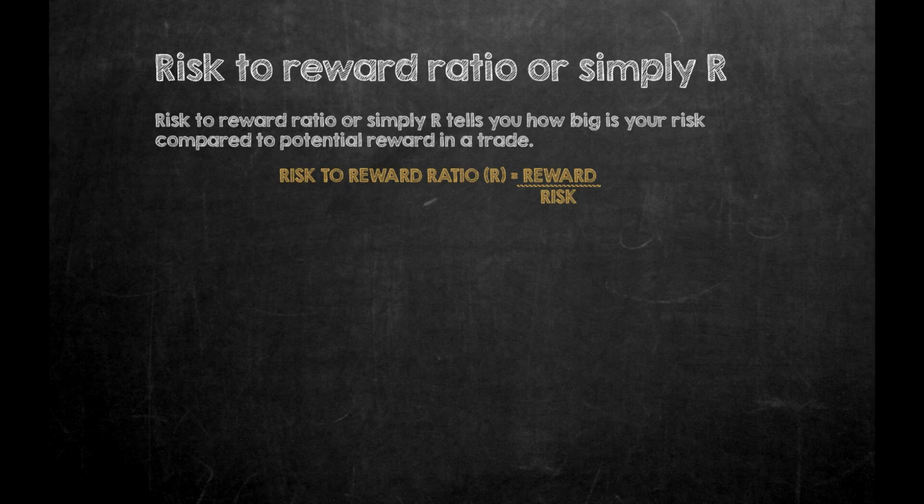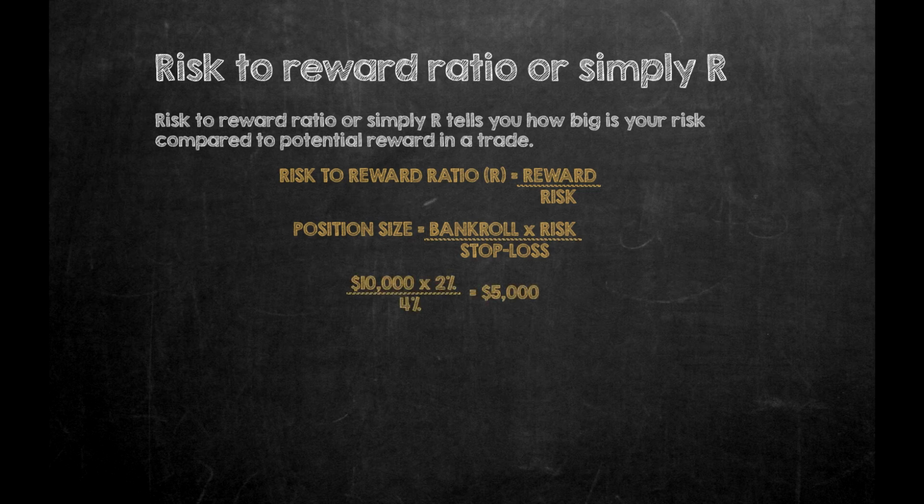Let's also quickly calculate the position size as well. In my strategy, I use 2% maximum risk and the bankroll is $10,000. The formula goes: bankroll times risk divided by stop loss equals position size. 10,000 times 0.02 divided by 0.04 equals $5,000.